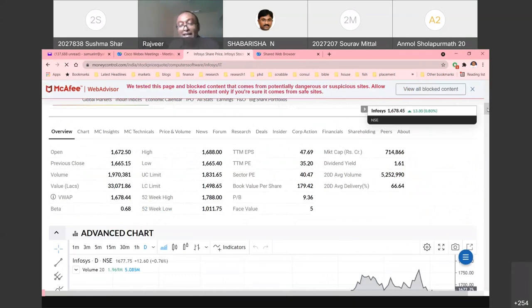Look at that 52-week high and the 52-week low. Can you see that, students? Yes, sir. Yeah, so the 52-week high is 1788, yes? And the 52-week low happened during the COVID period, right? 1011, yes? So this is Infosys' case. The value changing hands is 33,000 lakhs almost. So if you look, 1 trillion worth of Infosys stock is traded on one day.